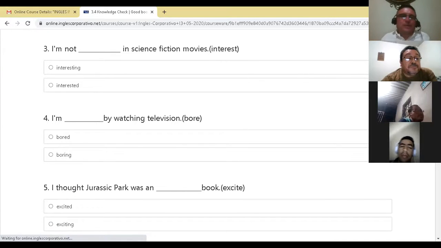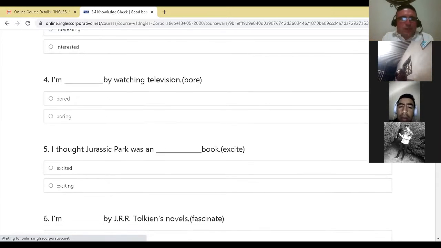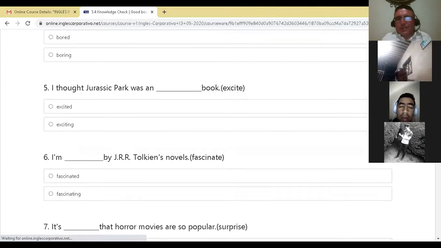Number four. Volunteer for number four. I am bored by watching television. And, you know, now that we just finished the emergency that we had in the country, that's what a lot of people were doing, watching TV. Okay, number five, another volunteer. I thought Jurassic Park was an interesting book.